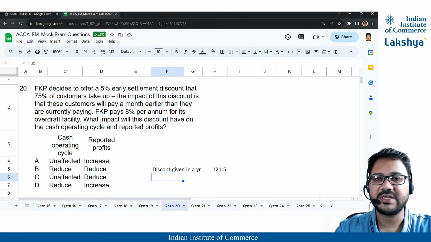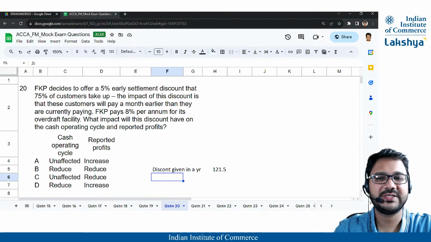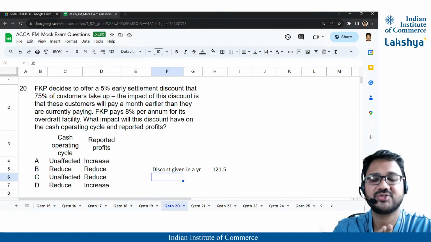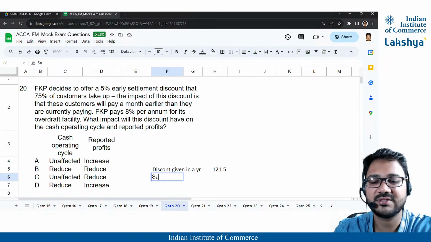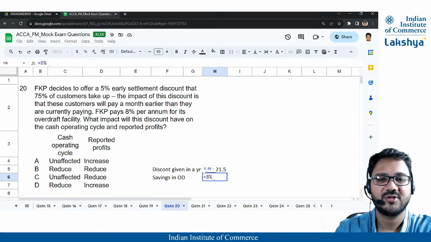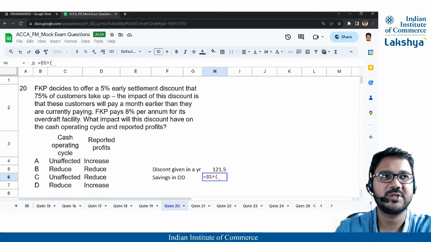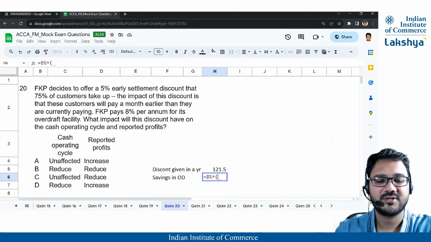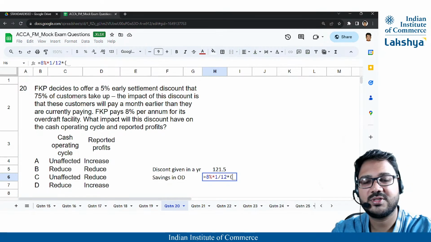Now, FKP pays 8% for the overdraft facility. Since we are getting this money a month earlier, we have to take one month less of the overdraft facility. So the savings in OD is 8% times that same sales amount, because that's our base. Now, 8% is per annum and we have to do one month only, so 1/12, times the same total sales.